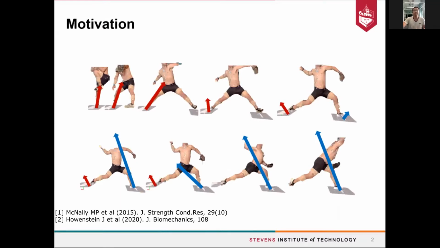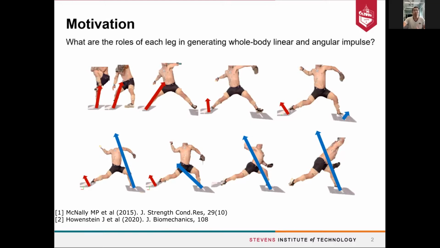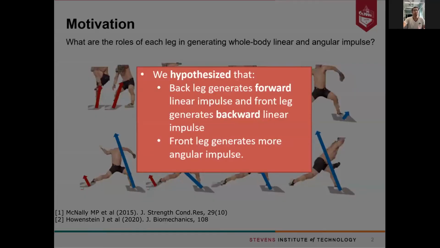We know mechanically, an impulse applied about the body's center of mass is what ultimately drives the change in the body's momentum. Therefore, this leads to our research question: what are the roles of each leg in generating whole body linear and angular impulse? We hypothesize that the back leg generates forward linear impulse, the front leg generates backward linear impulse, and that the front leg generates more angular impulse than the back leg.